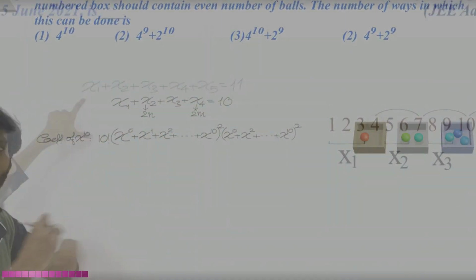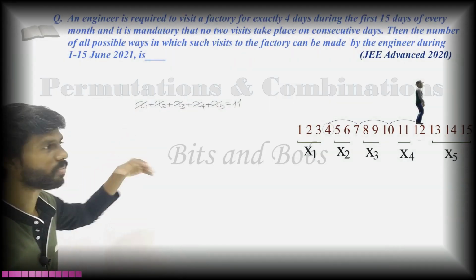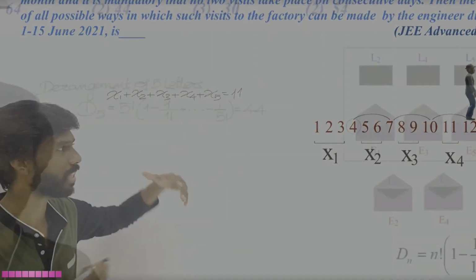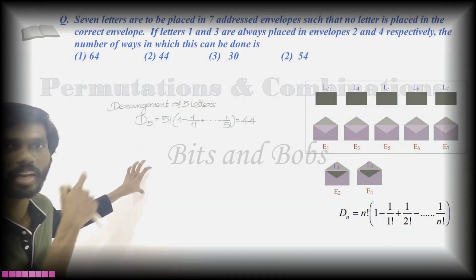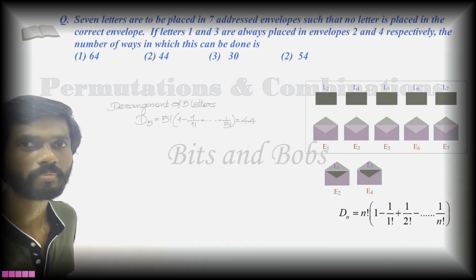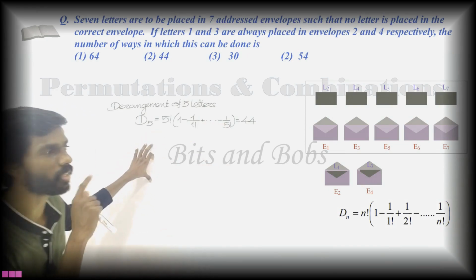But 10 factorial, x1 can be 0. If x1 is 0, he has visited the place on the first day itself. Similarly, x5 can be 0. So that means he has visited on the... when you consider this rearrangement of the remaining 5 objects, here the letter 2 corresponds to the envelope 1. But we have considered the cases in which the letter 2 is not placed in envelope 1.